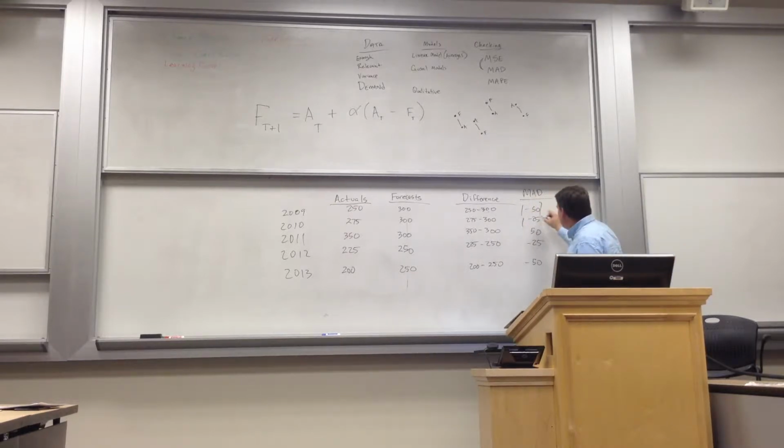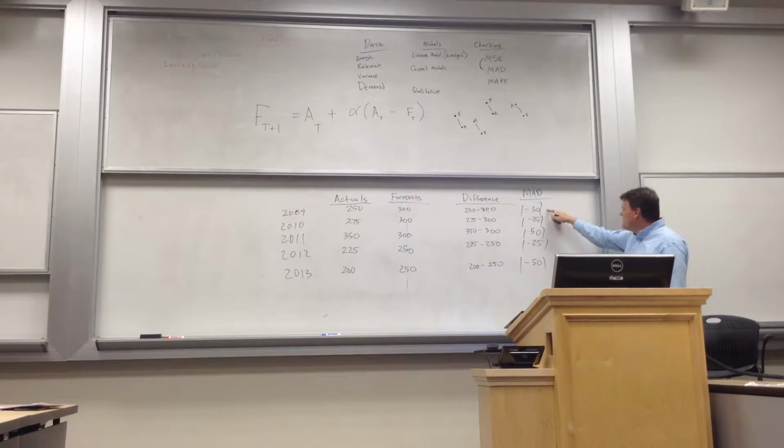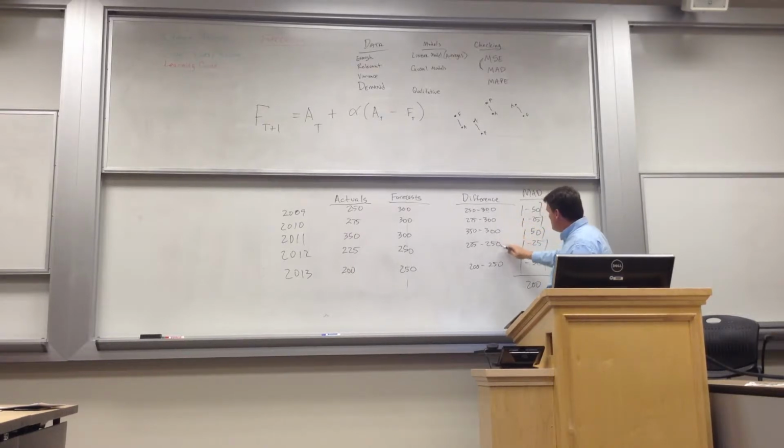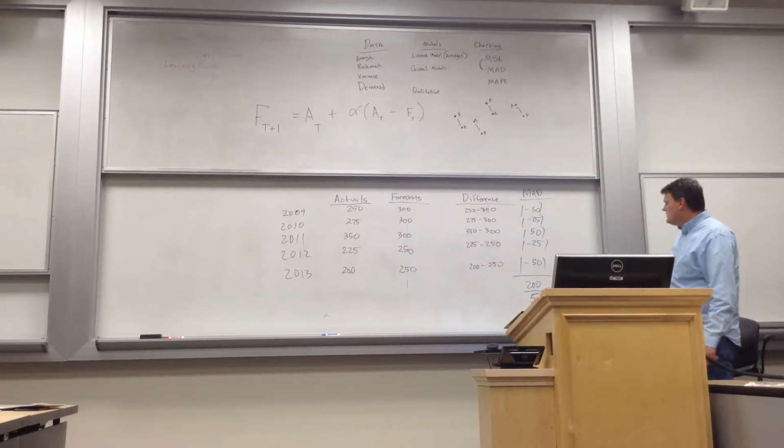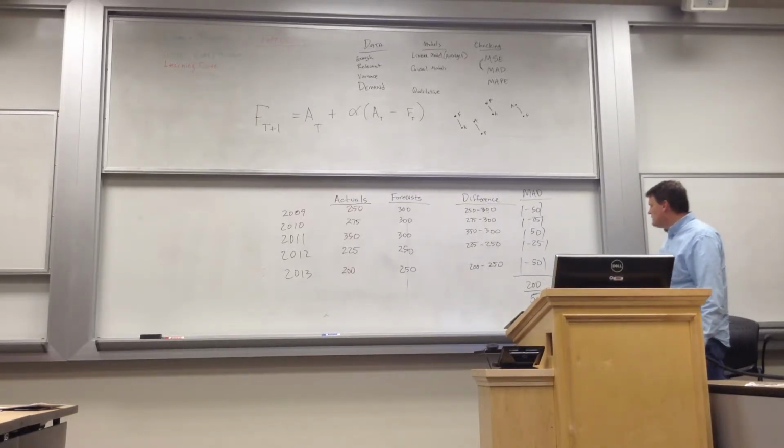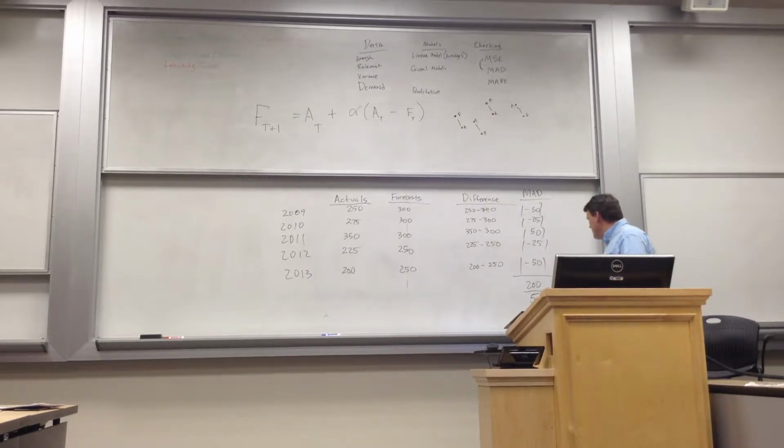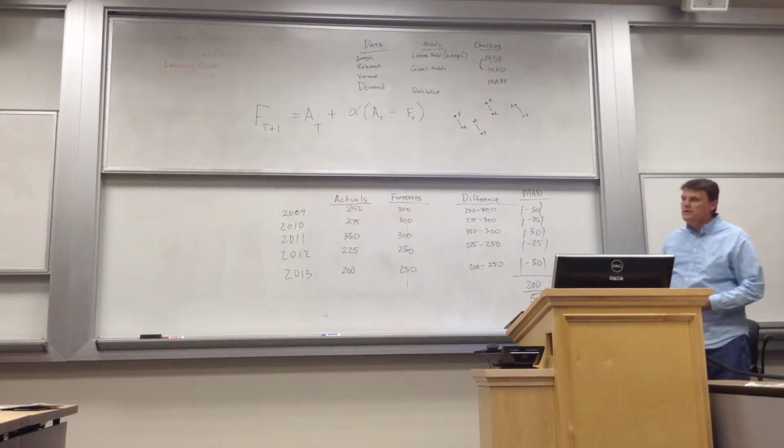So we throw absolute values around these, sum them up. There's 150, there's 200. Divided by 1, 2, 3, 4, 5 observations. What is that number? 40? Yep. So our MAD is 40.